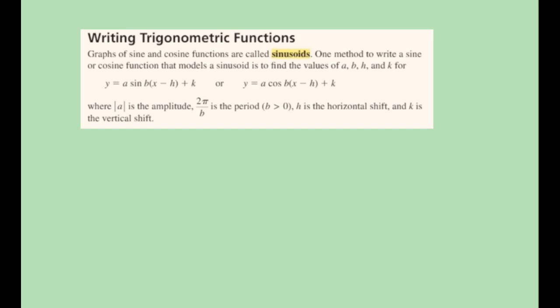So now we're going to be writing our trig functions. Okay, sine and cosine functions are called sinusoids. That's just the kind of graph that they make. Since they both are that curve that goes up and down and up and down, it's called a sinusoid. So one method is to find my values of a, b, h, and k. So here's my parent functions, a sine b times the quantity x minus h plus k, or I can use cosine. My absolute value of a is the amplitude, 2 pi divided by b is the period, h is always my horizontal shift or translation, back and forth, and k is my vertical shift or translation up and down. So I can use this information to help me write these trig functions.